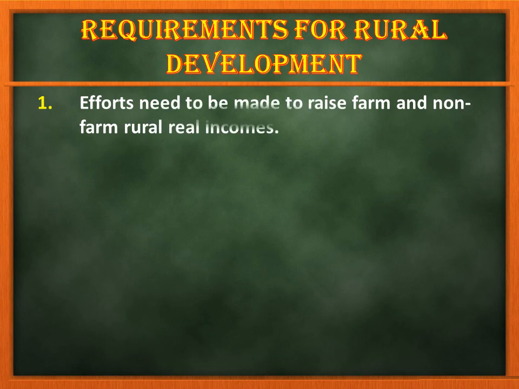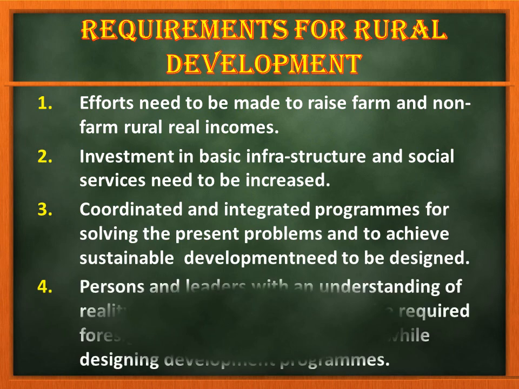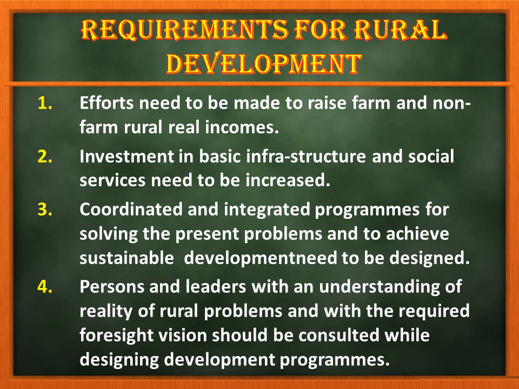Next are the requirements for rural development. Efforts need to be made by the government to improve farm and non-farm rural real incomes. Then investment in basic infrastructure. The government has to come forward and invest in basic infrastructure, and social services need to be increased for the villages. Coordinated and integrated programs for solving the present problems and achieving sustainable development need to be designed. Various programs should be implemented by the government in order to solve the present problems of the villages.